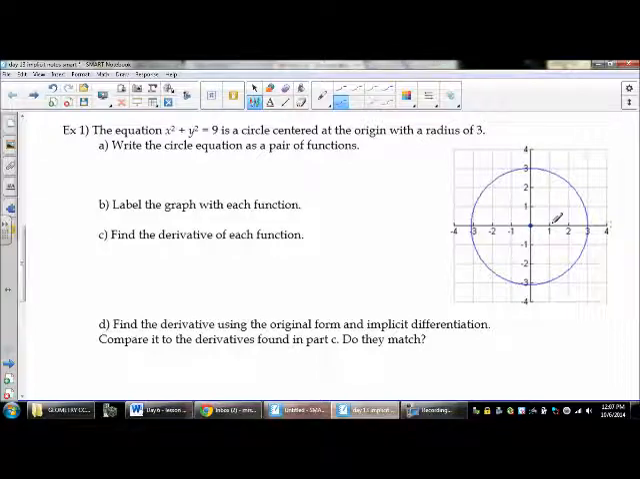So let's say I have a circle. You're used to dealing with things that aren't functions. Circles aren't functions, but they're fine. They're helpful. We need to do calculus with them. So let's say I have x squared plus y squared equals 9. And I want to write it as a pair of functions because I really want it in function form. Well, that's fine.